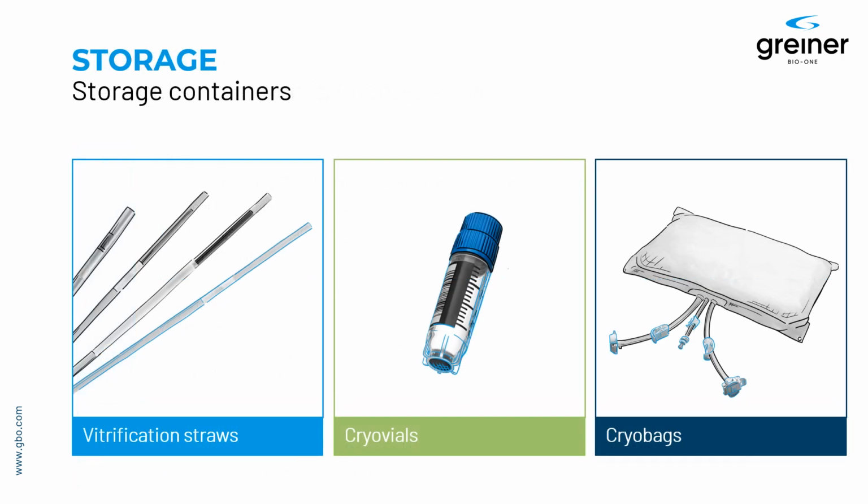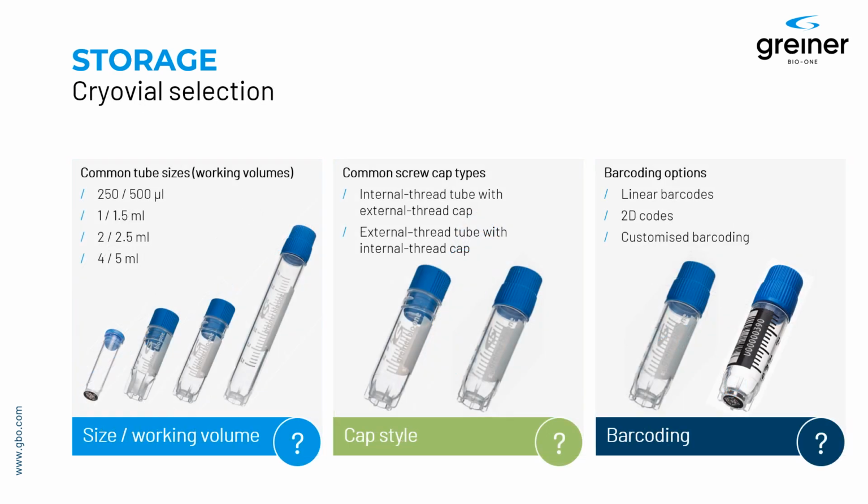I want to move forward towards storage and want to come to storage containers. Different types of storage containers, the most commonly used ones are shown here. On the left-hand side, vitrification straws, in the center, cryovials, and cryobags to the right. Amongst the different types of storage containers I just showed to you, cryovials play a very important role. In other words, cryovials are very widely used in cryopreservation.